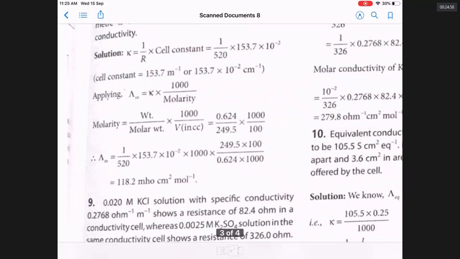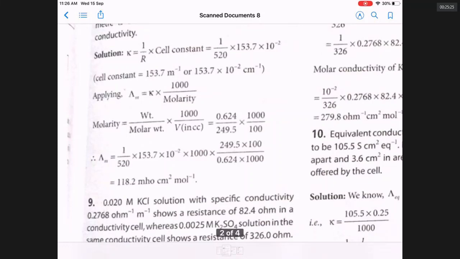Can you see it clearly? So very quickly you can think that 520 into 0.624 is there in the denominator. If you multiply 520 into 0.624, you should see it as 31. Can you see it as 31 approximately?